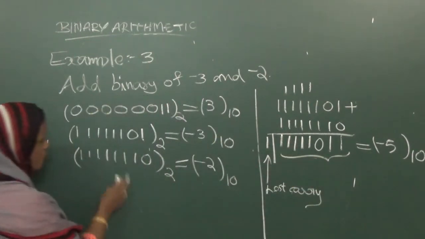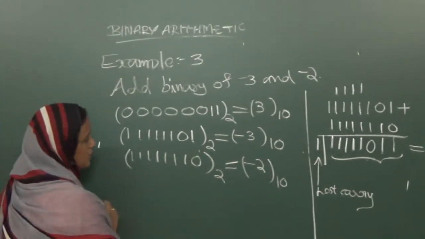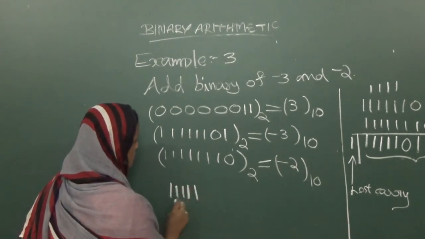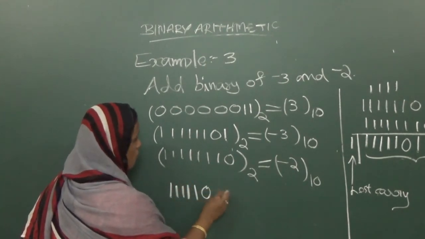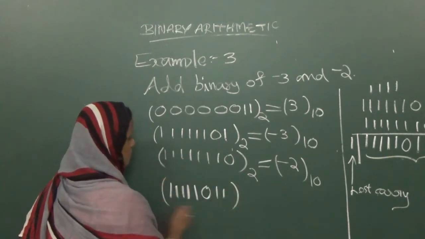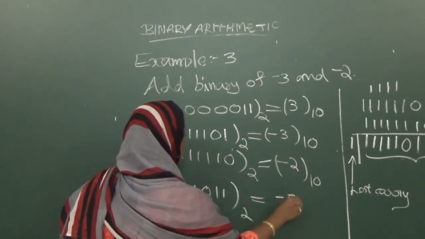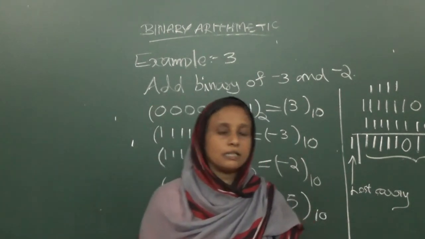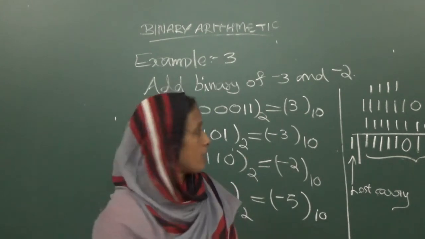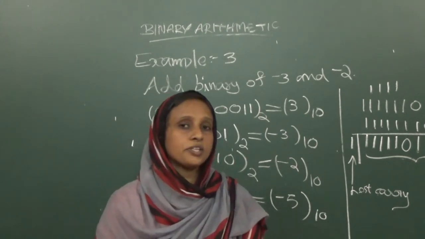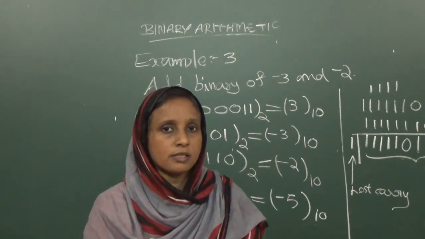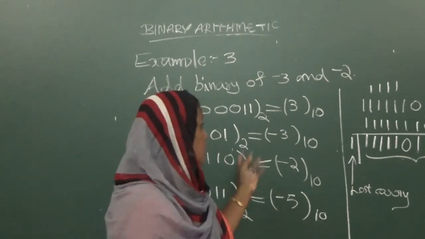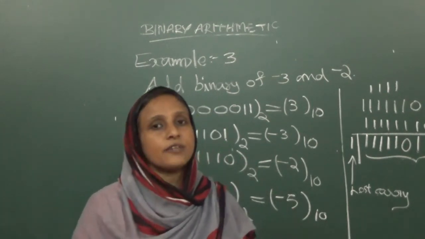So you get this output, by adding this minus 3 and minus 2, as 1, 1, 1, 1, 1, 0, 1, 1 as minus 5 in this decimal system. So in this case, the binary addition, we have done 3 examples. The first one is addition of 2 positive numbers. The second one is addition of a positive number with a negative number. The third one is addition of 2 negative numbers.